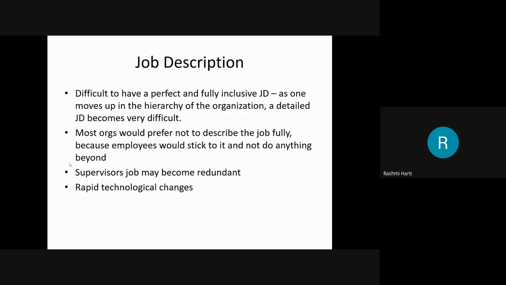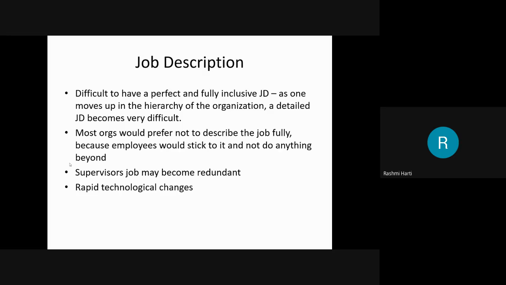Most of the organizations prefer not to describe the job fully because employees try to restrict themselves to that particular job. They try to stick to it, and they will not do beyond it. They will say, this is my job description, I am going to do only this much, I am not going to do anything beyond it. So to fix that limitation, it is clearly specified that the job description is the minimum task which you are going to do in the organization.